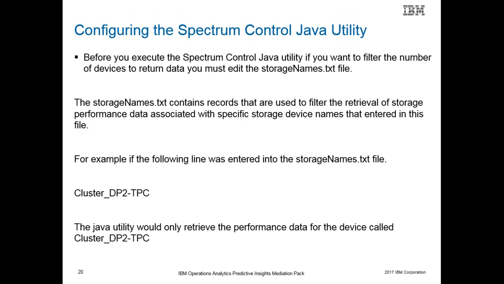As discussed previously, there is a configuration file called storagenames.txt. If you want to filter the number of storage devices that return performance metrics, you must edit this file. You must enter the storage device name on separate lines in the file to indicate the storage devices that you want to retrieve performance metrics for. In the example in this slide, only metrics will be retrieved for the cluster DP2 TPC storage device.